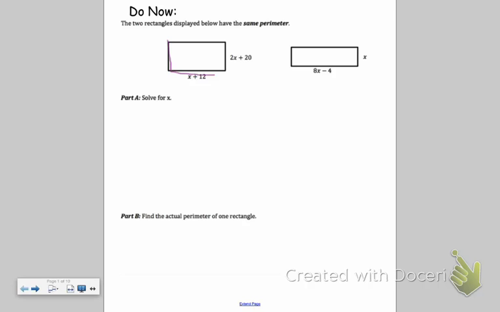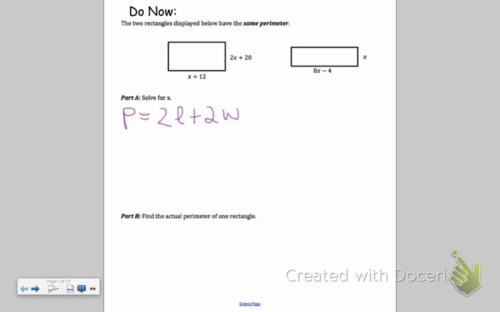Remember, the measurement when we're looking for perimeter is the distance around the outside. So we're not calculating the area, which has to do with the number of square units on the inside of the shape. We are calculating the outer measurement. So the formula for perimeter says that we double the length and add that to twice the width.